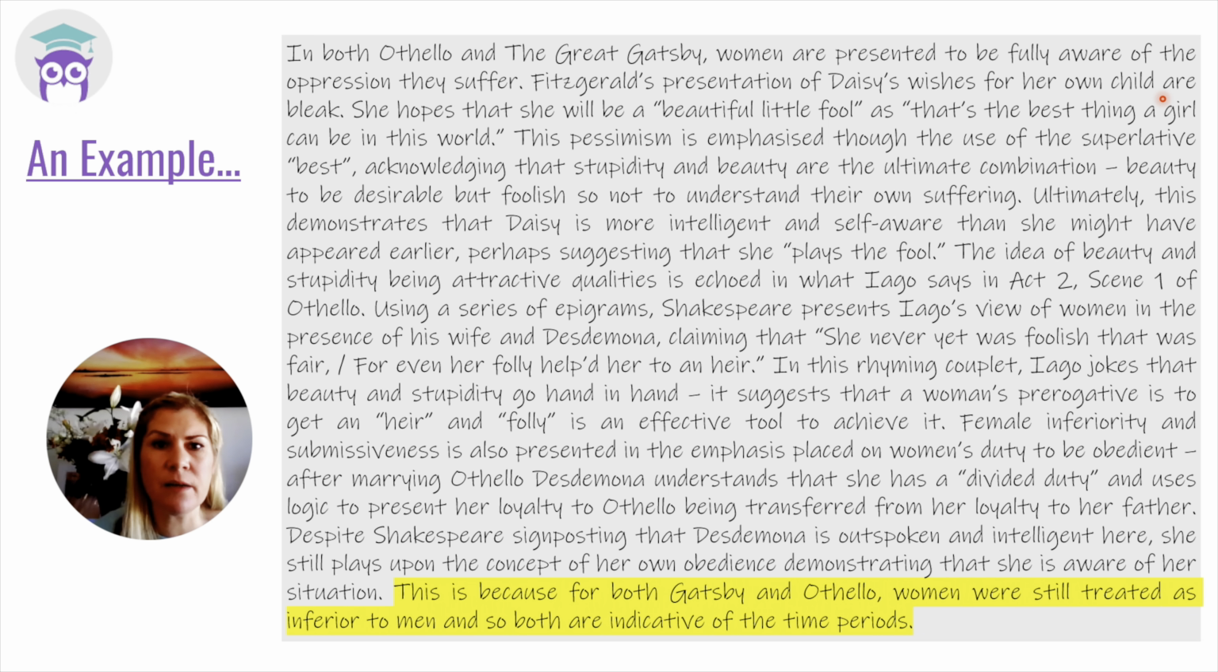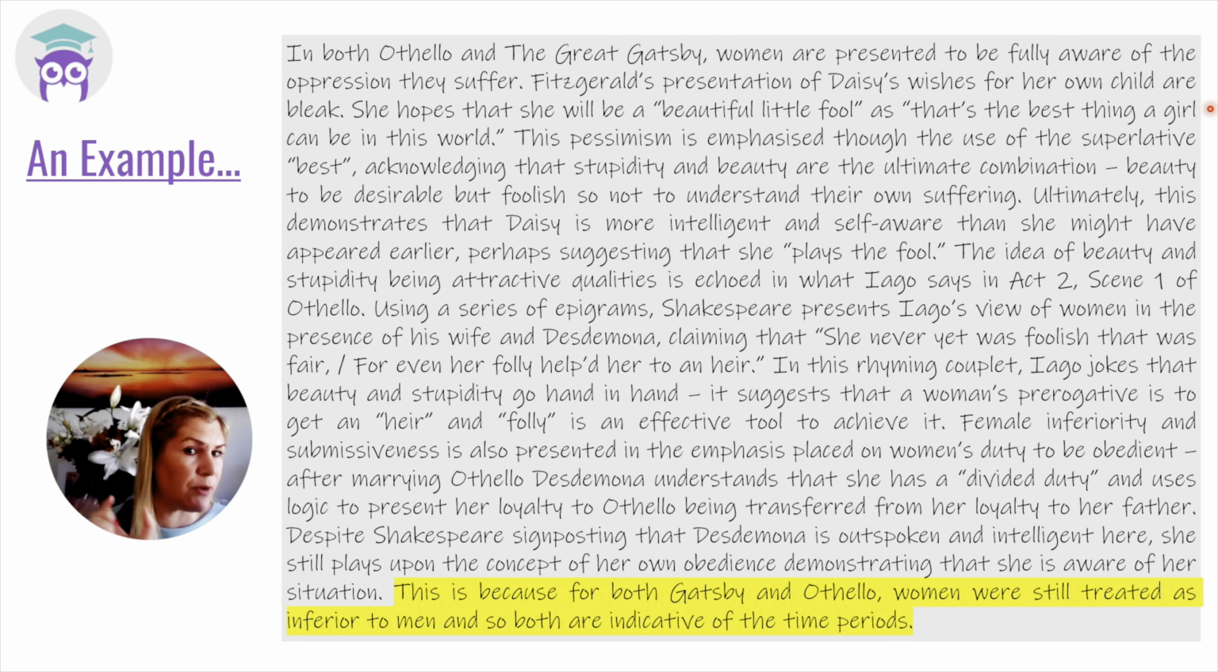In both Othello and The Great Gatsby, women are presented to be fully aware of the oppression they suffer. So I'm making a comparison, it's a similarity. Now I'm moving into one text. Fitzgerald's presentation of Daisy's wishes for her own child are bleak. So that's my AO1 there. She hopes that she will be a beautiful little fool, as that's the best thing a girl can be in this world. Okay, so I've embedded in my quotes.